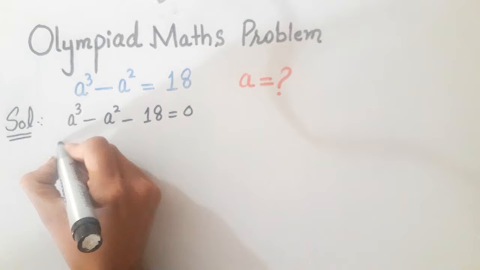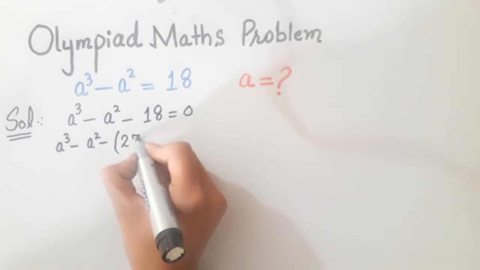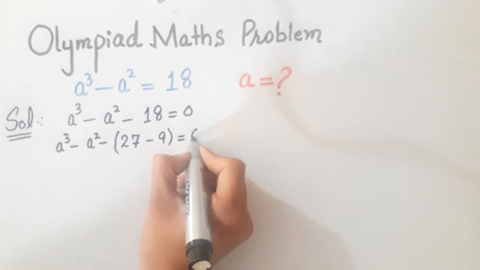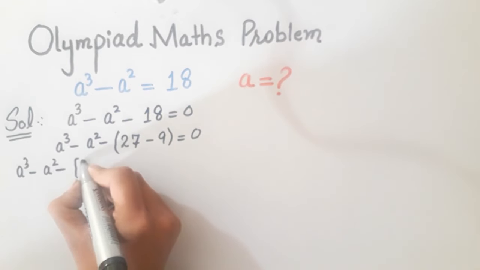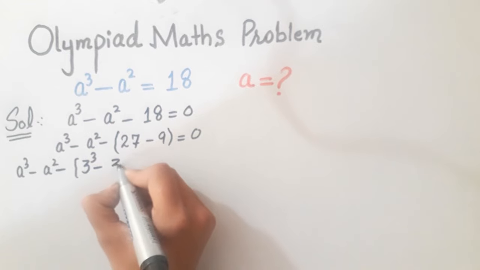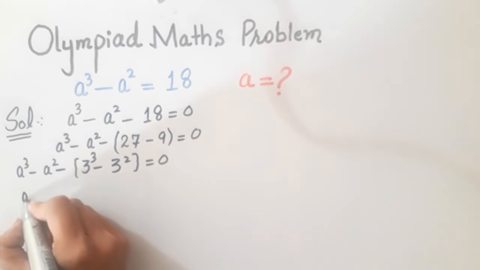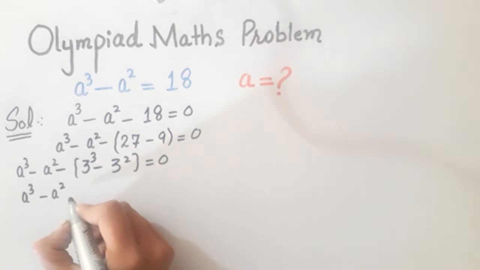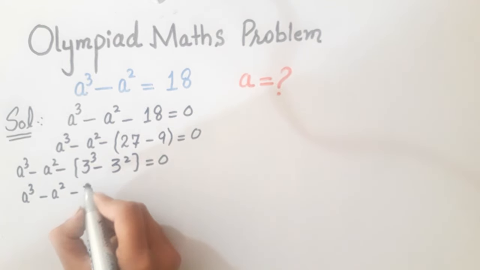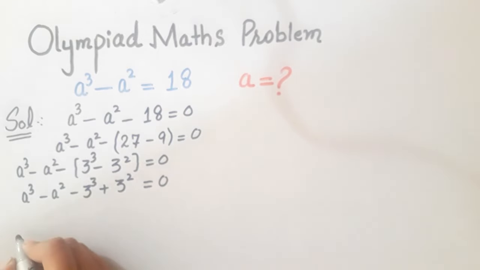We can write 18 as 27 minus 9. So a cube minus a square, 27 can be written as 3 cube, 9 can be written as 3 square, equals 0. Now we will write a cube minus a square minus 3 cube plus 3 square equals 0.